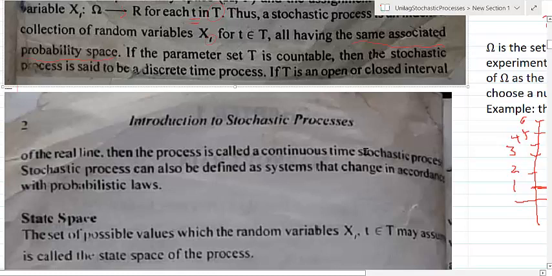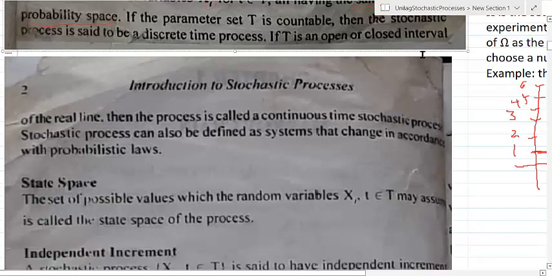Any point in that interval will give me a different random variable. Stochastic processes can also be defined as systems that change in accordance with probabilistic laws. I like to think of a stochastic process as a process that generates sample paths. And you can consider each time location on the sample path in isolation, and that can be considered as a random variable. All right, so let's go through some definitions.